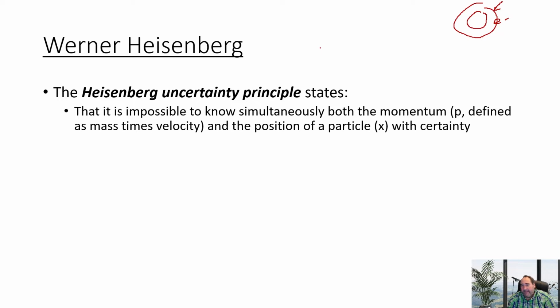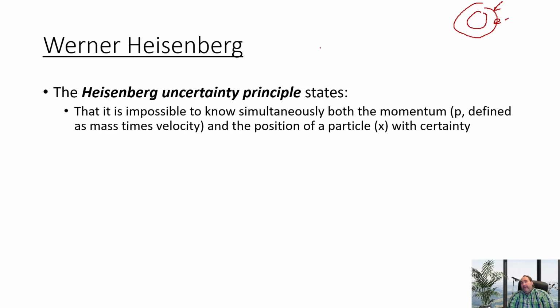Another important discovery that helped us move away from Bohr's model of how electrons move in the atom was done by Heisenberg, and is referred to as the Heisenberg uncertainty principle. The idea is that it's impossible to know simultaneously both the momentum and the position of a particle with any certainty.